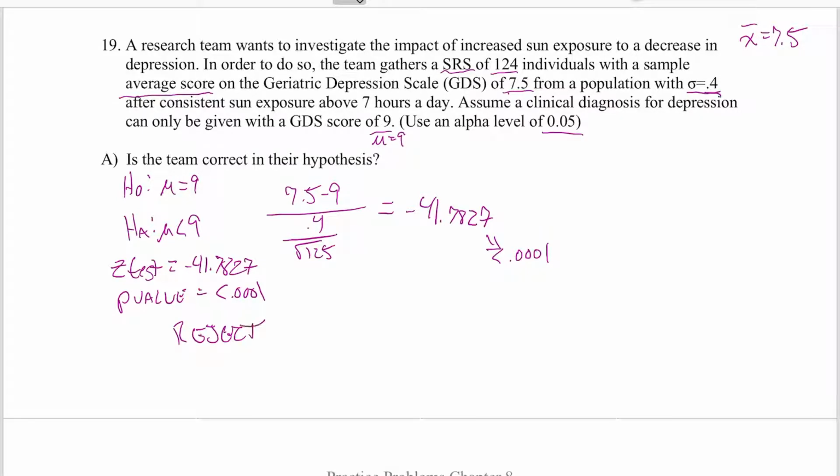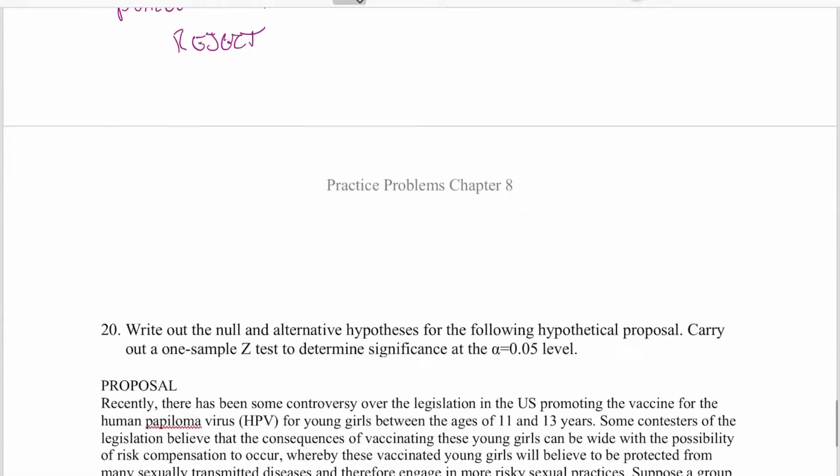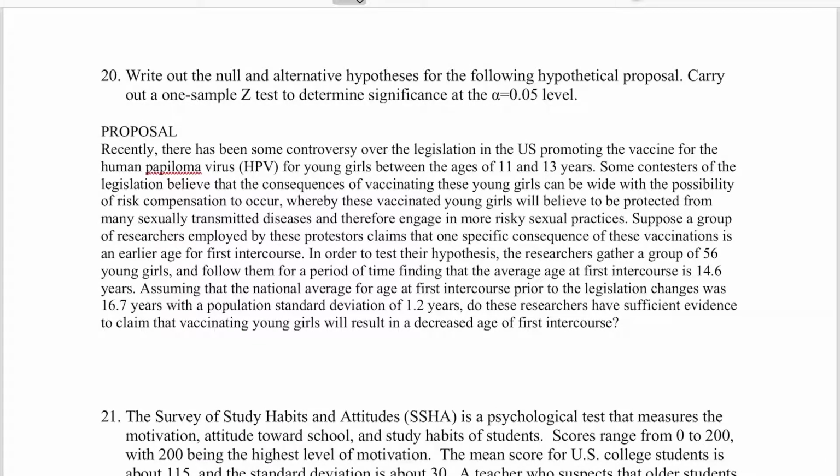And what we're also stating is that if you increase sun exposure, you'll probably decrease depression. And you kind of know this: if you don't have a lot of sun, you're more likely to become depressed. Moving on to number 20 here.